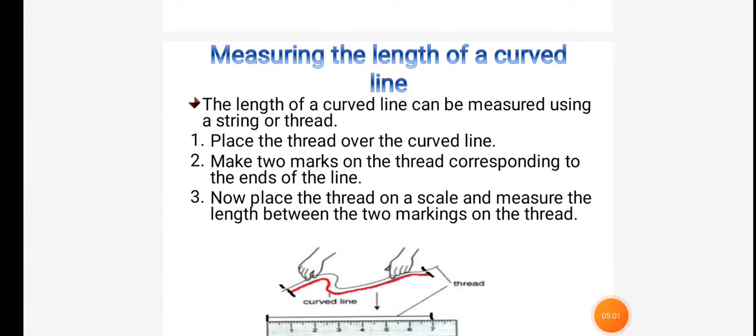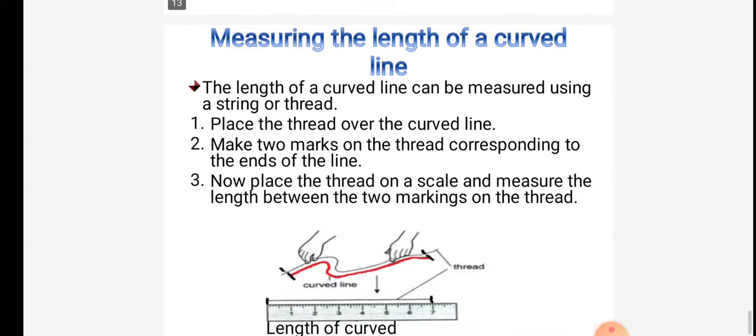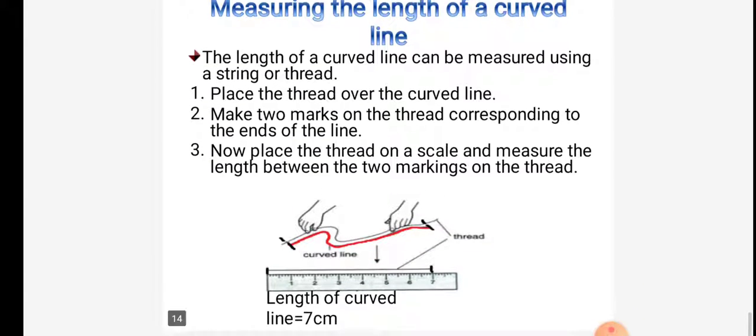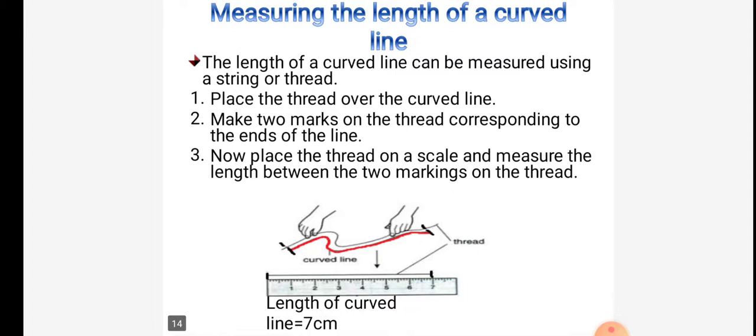Now we will learn how to measure the length of a curved line. So the length of the curved line can be measured using a string or a thread. For that, place the thread over the curved line. Make 2 marks on the thread corresponding to the ends of the line. Now place the thread on the scale and measure the length between the 2 markings on the thread. So in this picture, you can see that the length of the curved line is equal to 7 centimeter.